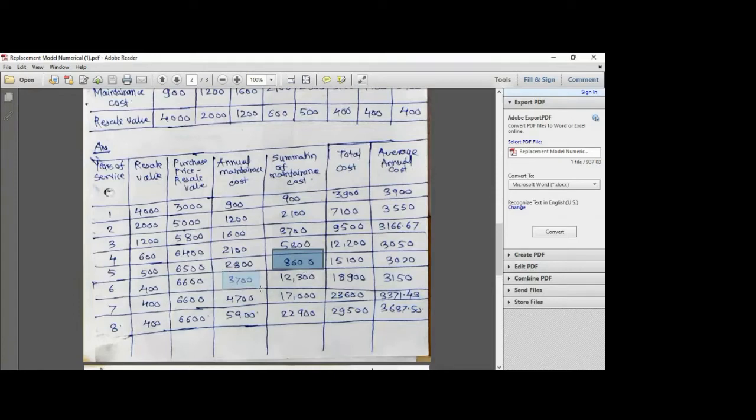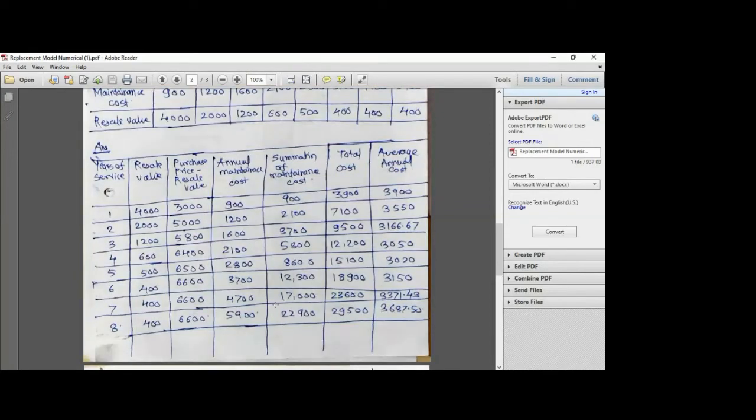8,600 plus 3,700 is equal to 12,300. 12,300 plus 4,700 is equal to 17,000, plus 5,900 is 22,900, right? So now what is this?